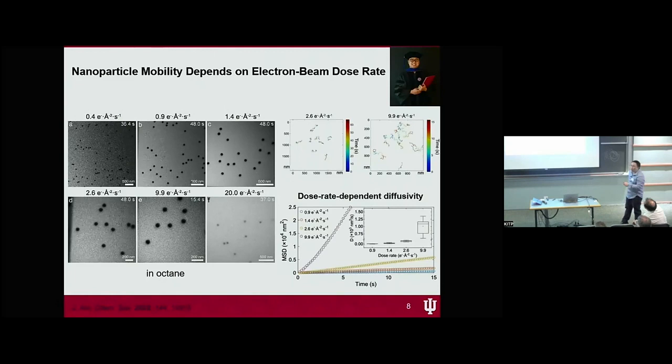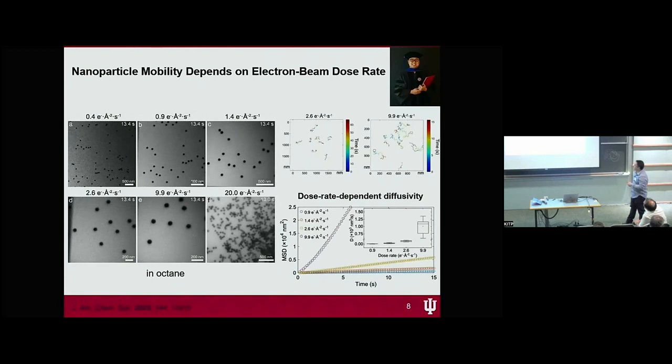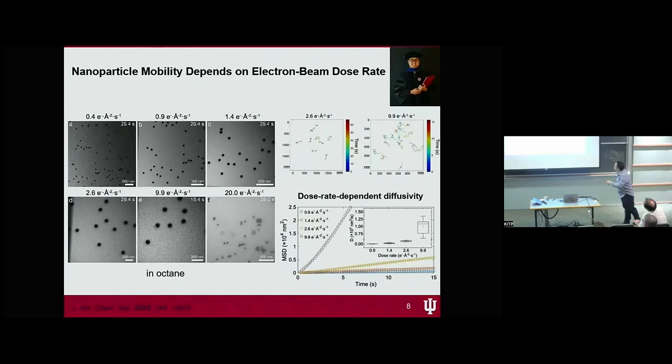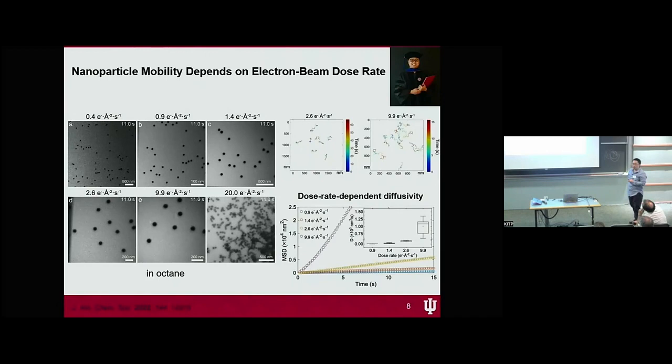At a very high dose rate, the particle quickly dissolves from the silicon nitride membrane, and then later departed from the imaging area. With intermediate dose rate, say about 10 electron per angstrom square per second, the particles move fairly rapidly, but they stay in the field of view for extended period of time. Again, all these 6 experiments were done in a relatively high boiling point solvent, octane.